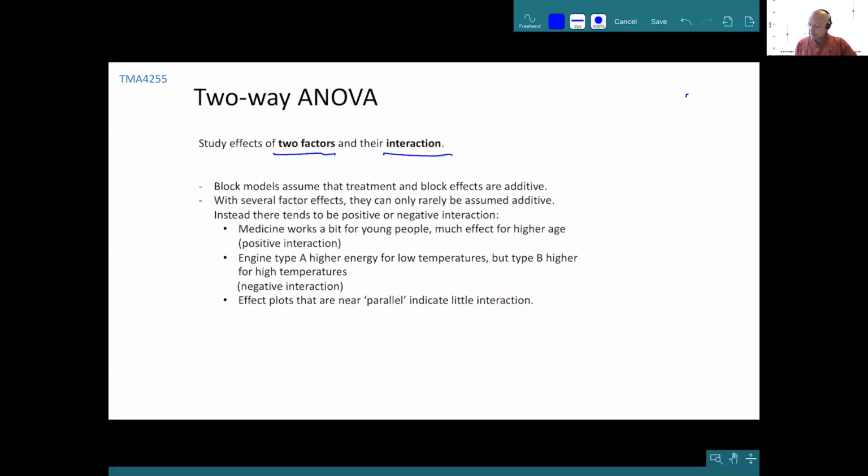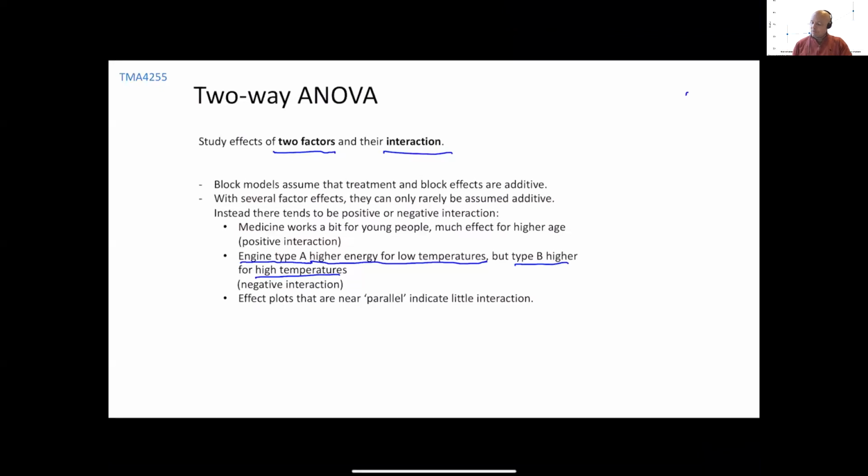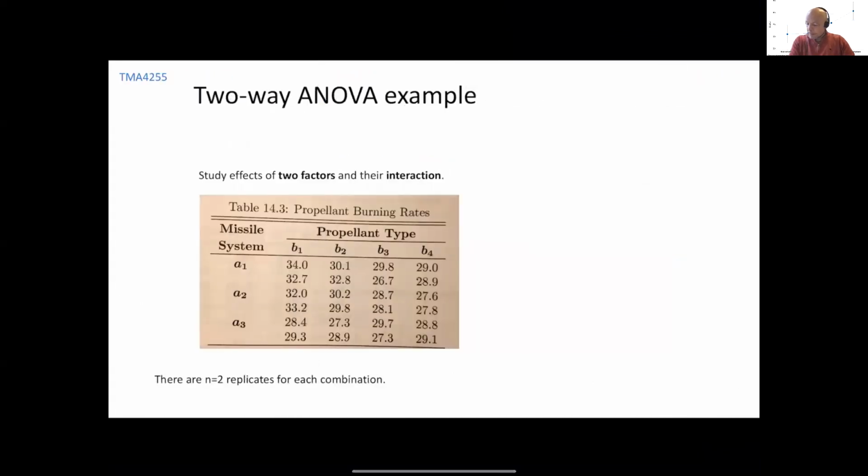Let's say this example with energy for engines, and then when you have type A, you might have higher energy for low temperatures, but another kind of engine has higher for high temperature. So then this is opposite, and there's clearly a connection between temperatures and type A and B. And this would not be captured in an additive model like we had for blocks. So you're interested in something more sophisticated. And here's an example where we are interested in both factors.